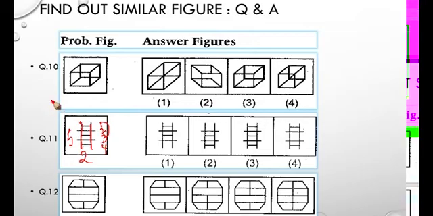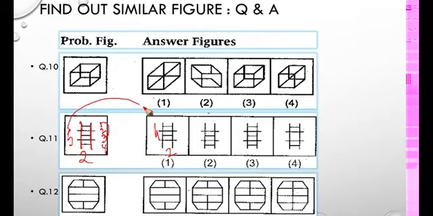In answer figure 1, how many lines are there? 1, 2, 3, 4. 4 lines are there which are horizontal and 2 lines are vertical. So in the problem figure there are 5 lines. In option 1 only 4 lines are there. This can't be the answer. Let's go to the next figure. How many horizontal lines are there? 1, 2, 3 and 4. Only 4 are there. In the problem figure there are 5 lines. So this can't be the answer again.